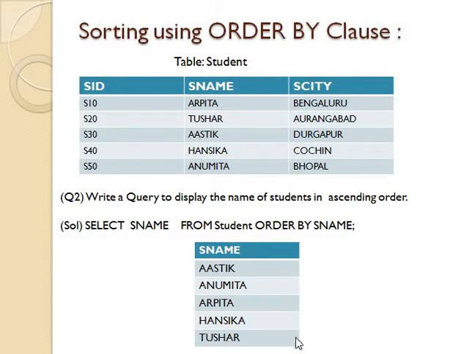As a result, when this list of names is arranged in ascending alphabetical order, we can see that Astik appears before Anumita and Anumita appears before Arpita and Arpita appears before Hansika and Hansika appears before Tushar.